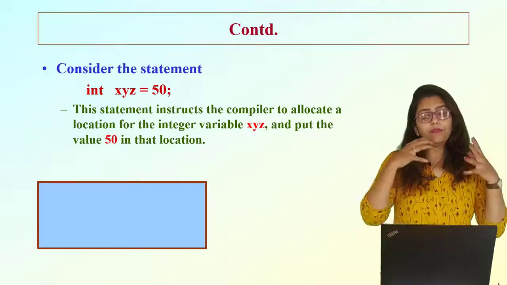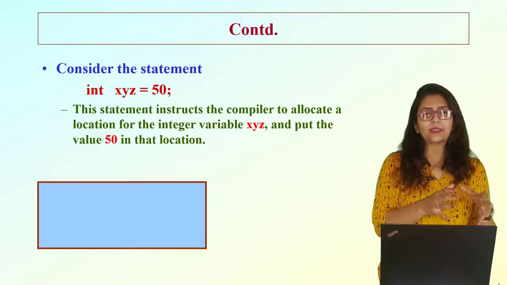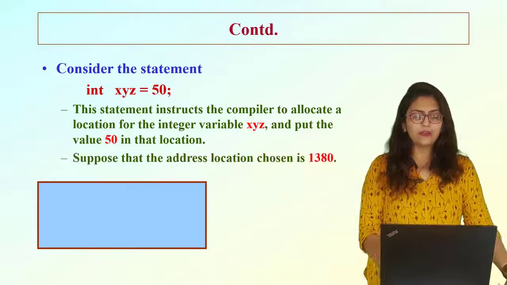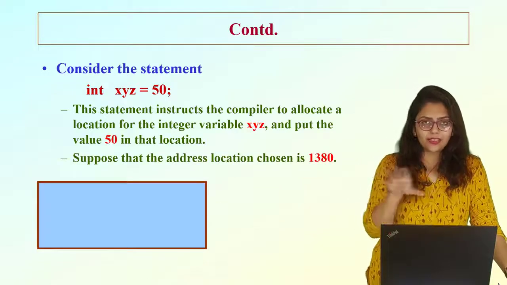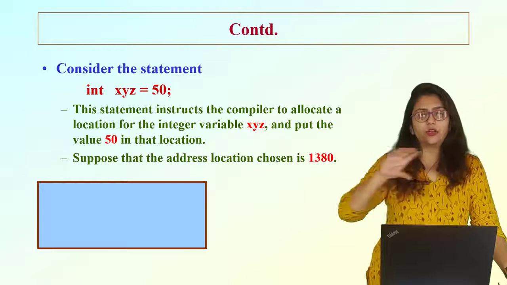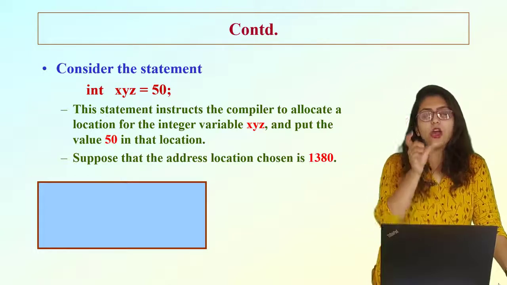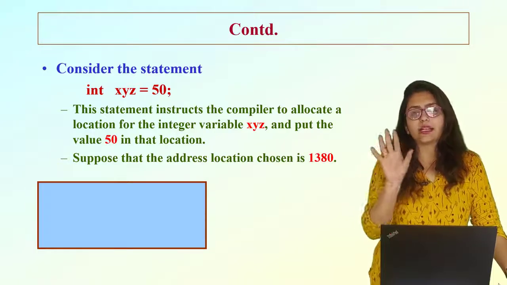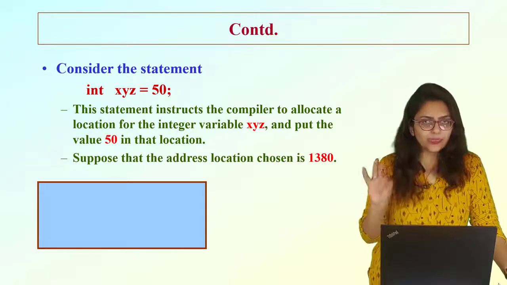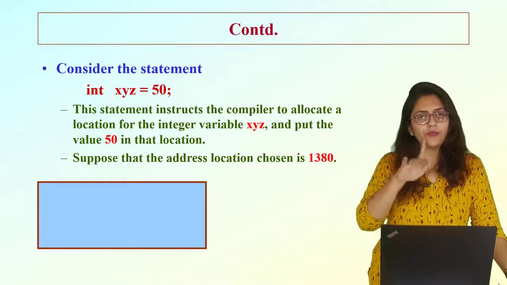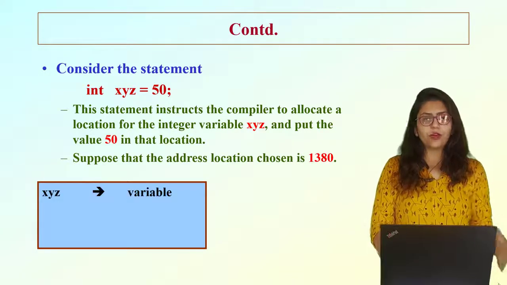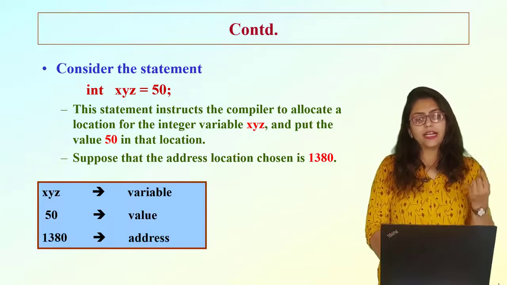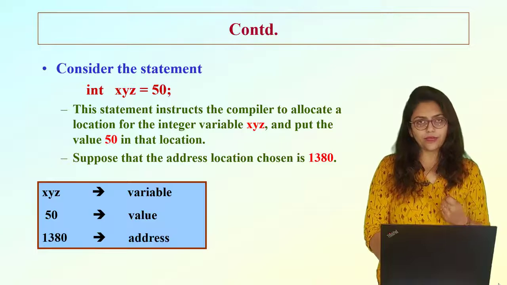Now we are assuming that this xyz is allocated some particular address, say 1380. This is not a realistic address, which must be a very long number, but assume that at memory location 1380, xyz is saved. It is labeled as xyz and has the value 50. So what can you say? xyz is a variable, 50 is the value, and 1380 is the address of that variable.